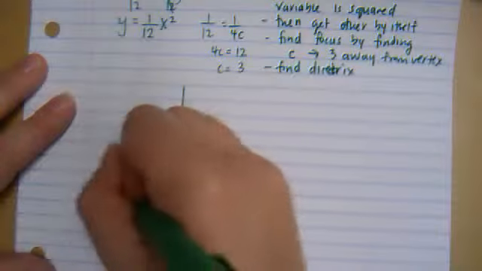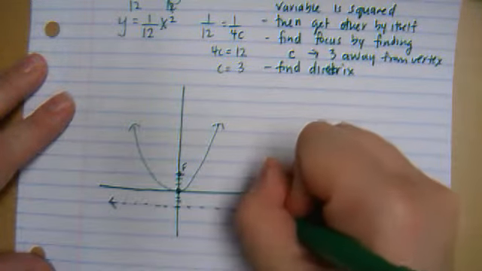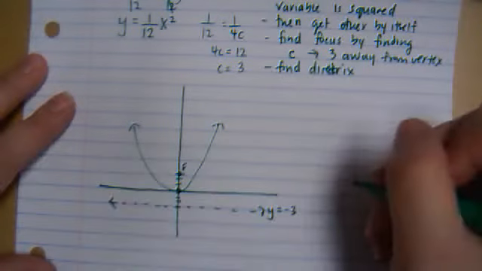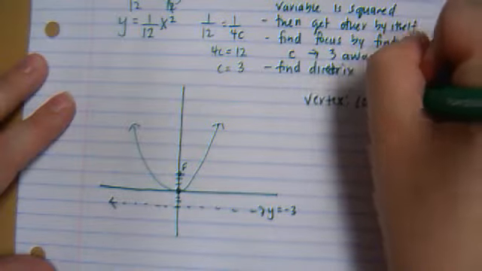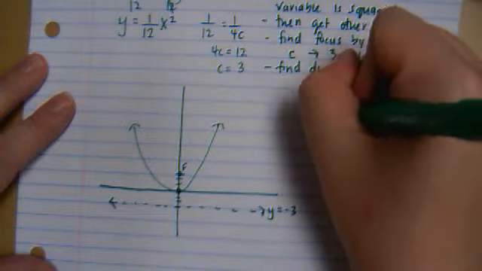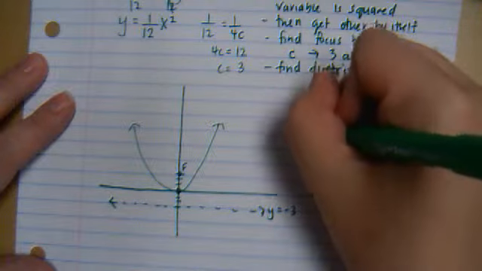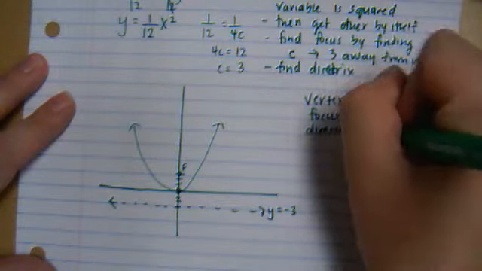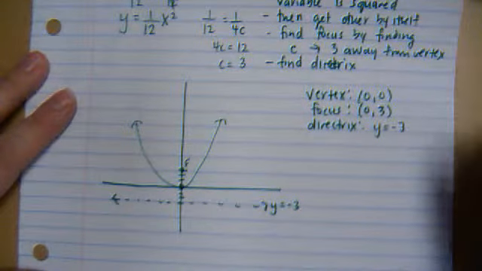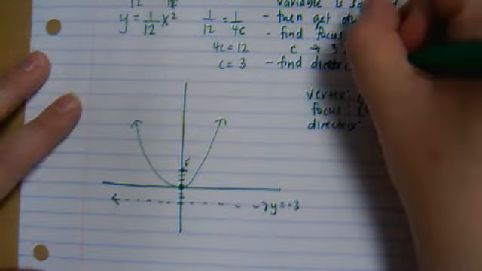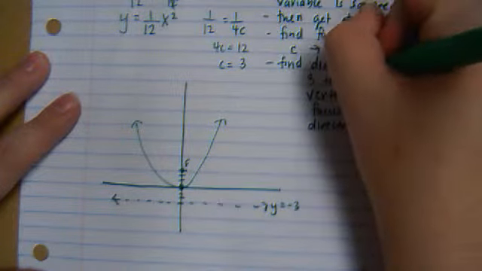Okay, and in this case it's going to be a line. So my line is y equals -3. So my vertex is (0, 0) because it was at the origin. My focus is (0, 3). And my directrix is y equals -3 because that's the equation. Okay, so we found that by going 3 the other way.